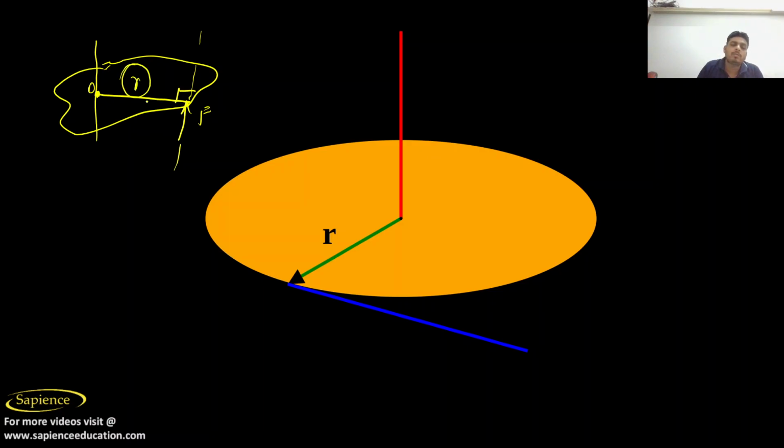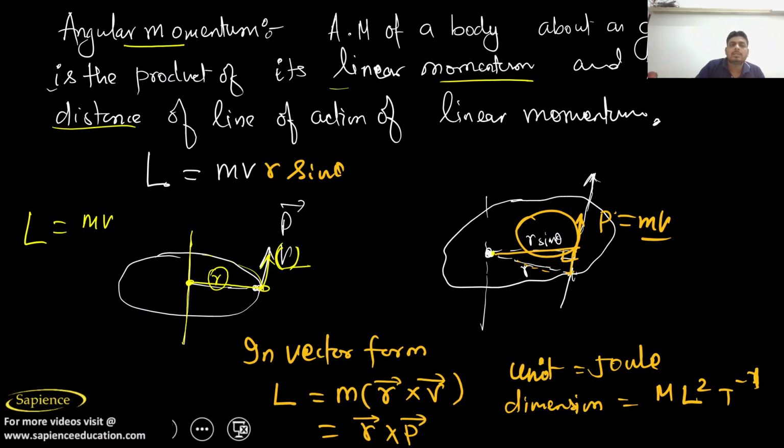Whenever we want to multiply, always multiply with the perpendicular distance from the point about which the object is being rotated to the line of action of the force. A force may be like this, or like this. So this will be the perpendicular distance. Understood? You should understand this. Finally, if this angle is 90 degrees and this is your angle theta, can we write L is equal to mvr sine theta?